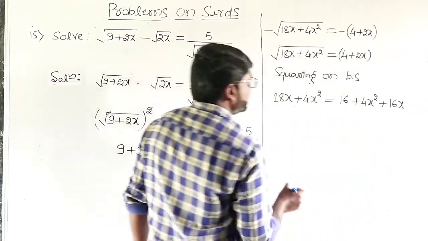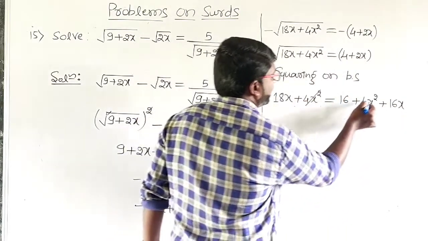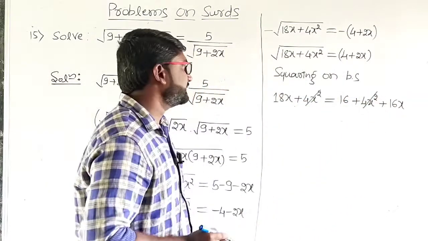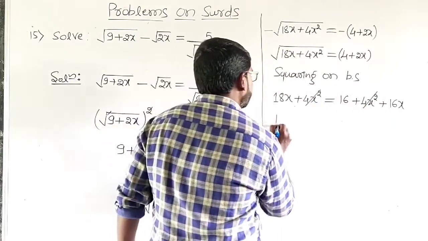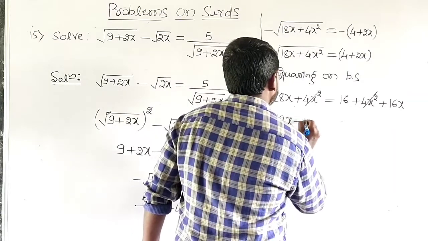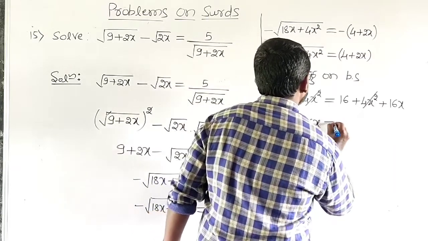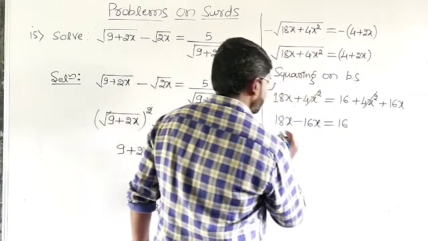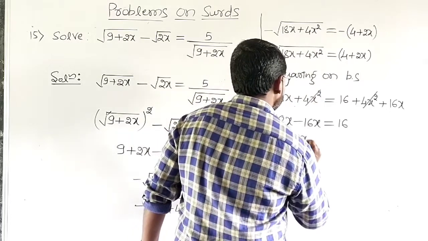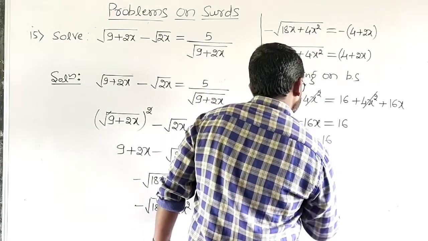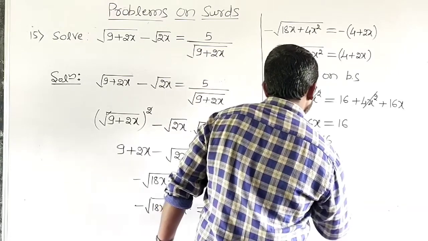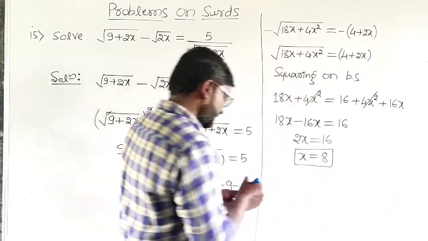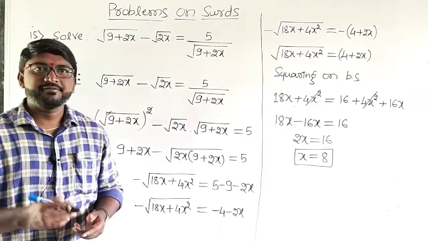So here 4x square and 4x square get cancelled. Then I take 16x to the LHS. 18x minus 16x which is equal to 16. So here we get 2x which is equal to 16, x which is equal to 8. So this is the required value of x. So this is all about the 15th problem.